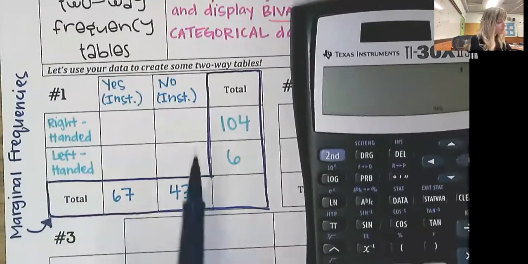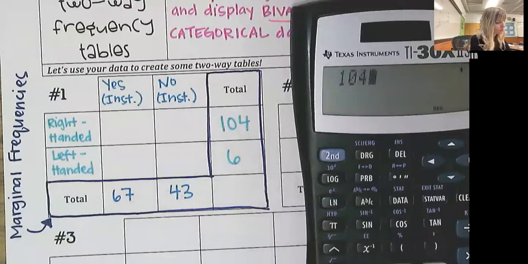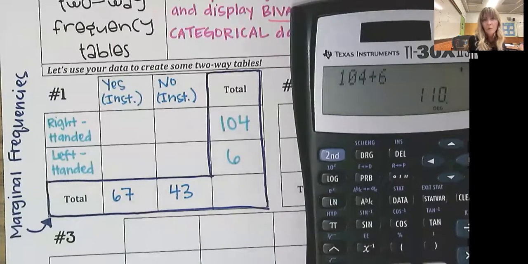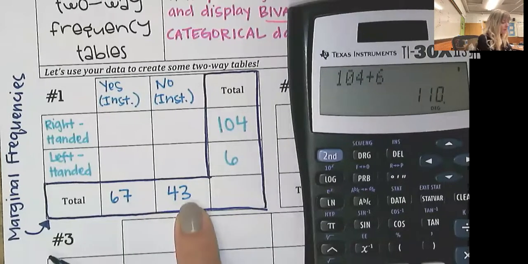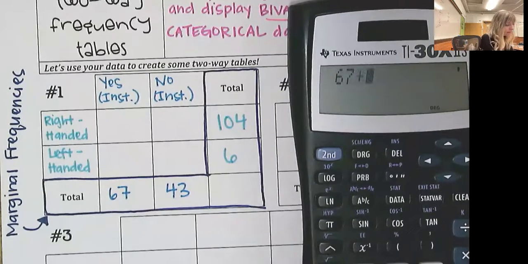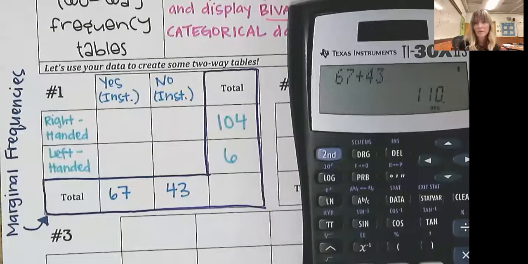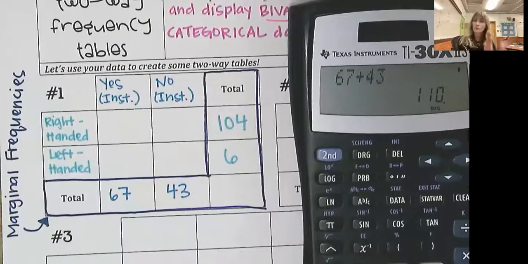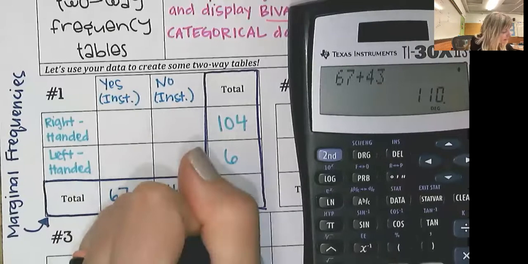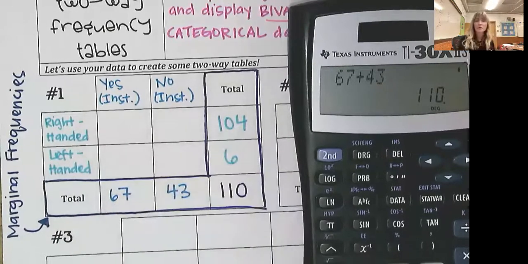Now watch what happens if I add up. Well, 104 plus 6, I don't really need a calculator for this, but 104 plus 6 is 110. And watch what happens if I add up these totals as well. 67 plus 43 is also 110. It's really important that those totals come out the same. Otherwise, I did something wrong in my frequencies. That means overall, 110 eighth graders noticed that message in their Canvas inbox and responded to the Google form.